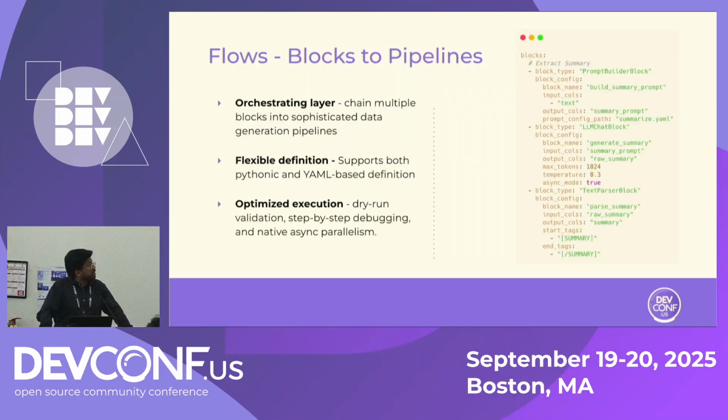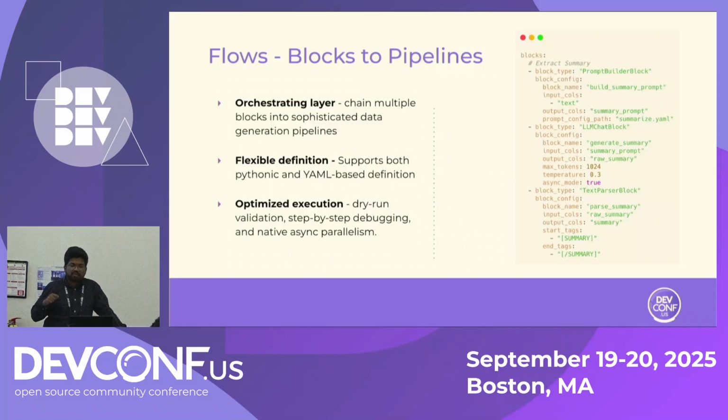The next abstraction: if blocks are like the building units of SDG Hub, flows are like the orchestration layer that connects them into a complete data generation pipeline. First, flows let you chain multiple blocks, LLMs, transformation, or evaluation blocks, into a sophisticated pipeline. So instead of running one block at a time, you can chain them together and run it as a whole.